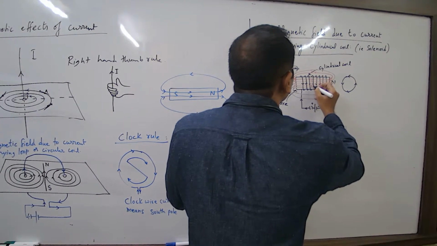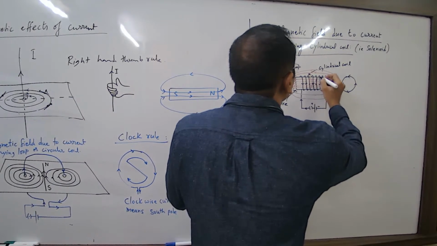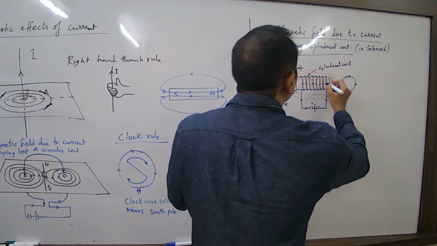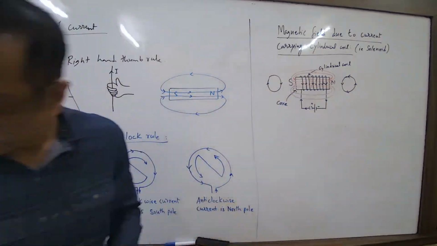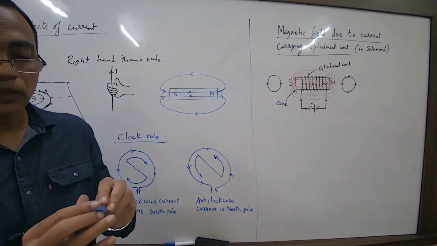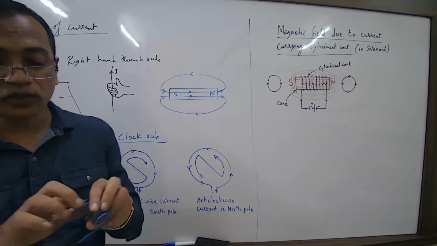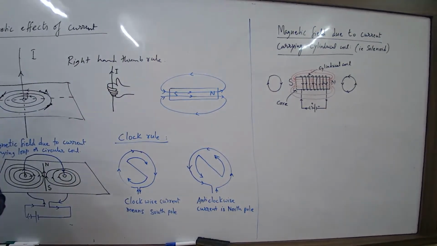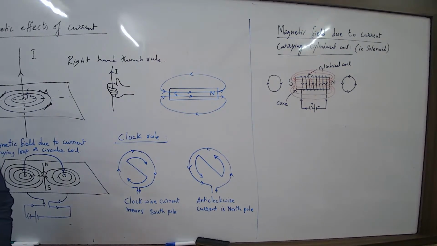So where is the field? It is between the coil. The ring is outside. Okay? Where is the field? It is between. So if this is clockwise, then this is south pole. The field is entering from here and it is coming out from it. Okay? So this is how electromagnets are made.